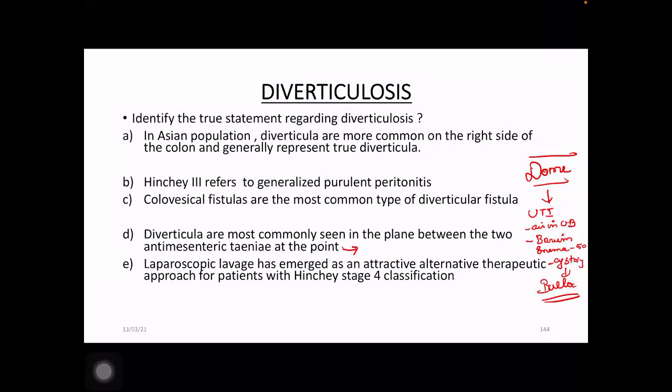Fine, I'll go ahead. So in Hinchey 3, you can do a laparoscopic lavage. Hinchey 4 is basically a fecal peritonitis. Obviously, you can't do a laparoscopic lavage for a fecal peritonitis. In that case, you definitely have to do something for the bowel. So you can't do a laparoscopic lavage for them. So these are all the right statements in this patient.